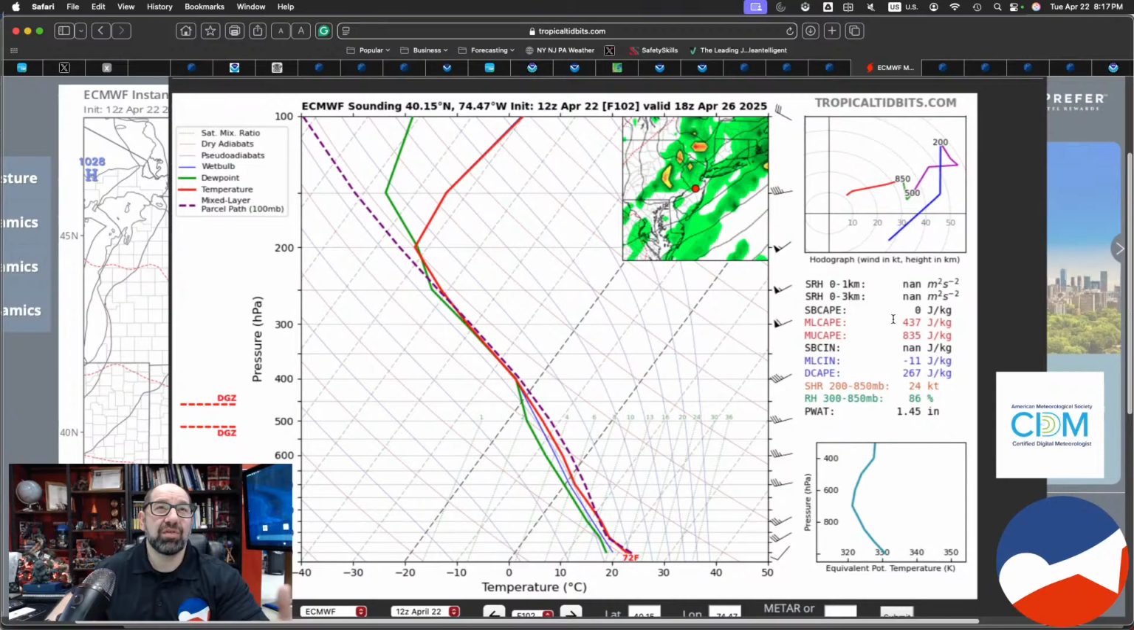Surface-based CAPE is almost non-existent at this point because of this little feature right here, a slightly neutral, slightly stable layer around 900 millibars. But you kind of get the idea here. We're not really seeing any type of strong vertical wind shear, not really seeing any type of directional shear. Looks like run-of-the-mill thunderstorms, capable of some heavier downpours. Not looking for anything severe at this point, but something I'll be watching very carefully on Thursday and Friday.